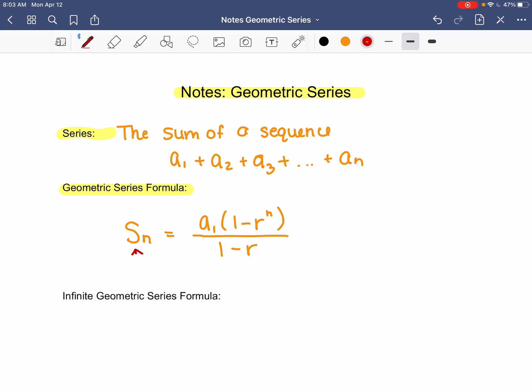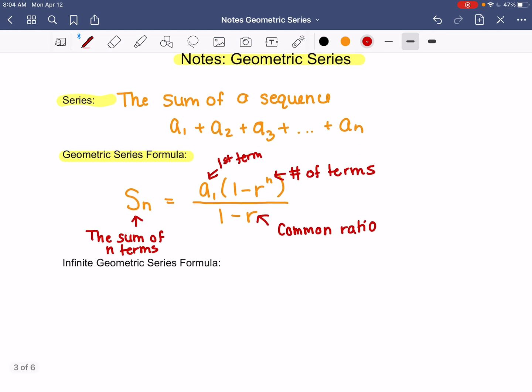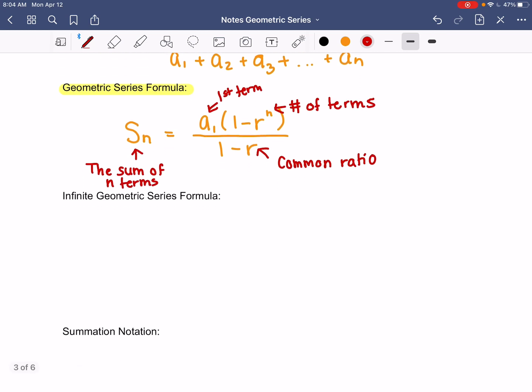So what the pieces mean: S sub n is just the sum of n terms. A sub 1 is just your first term. Both r's are just the common ratio, the number that you're multiplying over and over again. And then n is just your number of terms. So you can find the sum of however many terms, 10 terms, 5 terms, 120, however many terms.